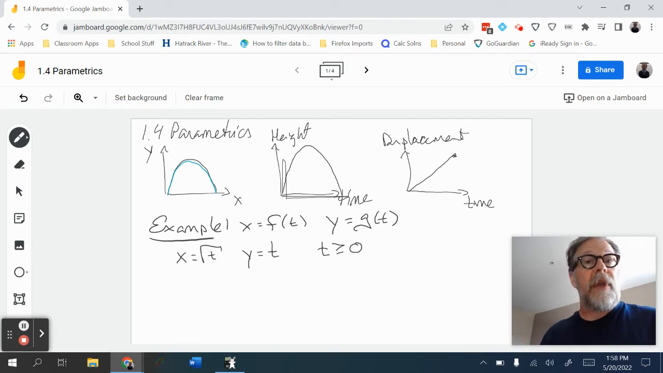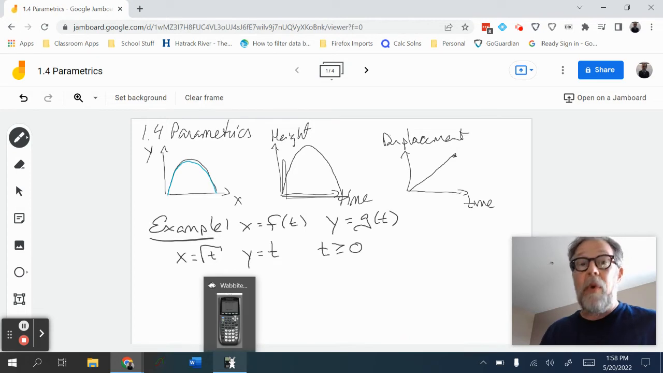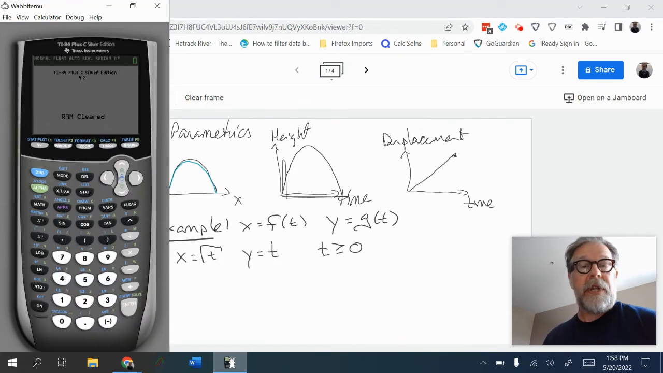If you have your graphing calculator handy, otherwise you might want to pause and grab it. I'm going to show you how to use the Texas Instruments TI-84 because that's the one that I have. I don't know why this is, yes, there we go.